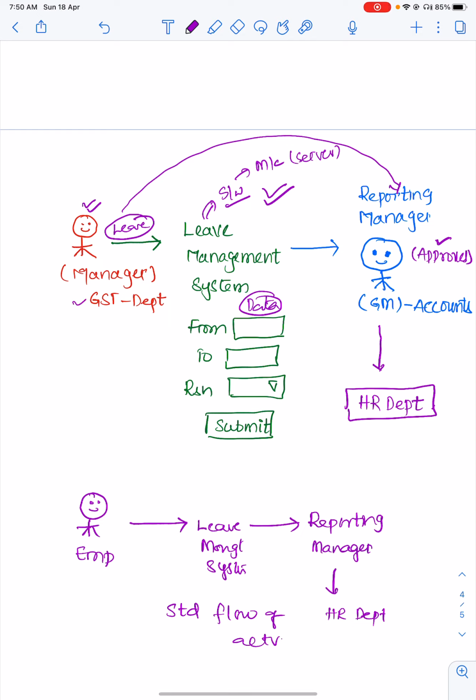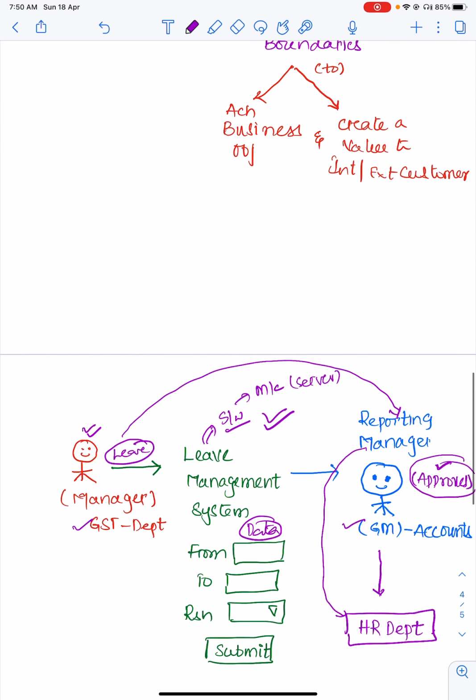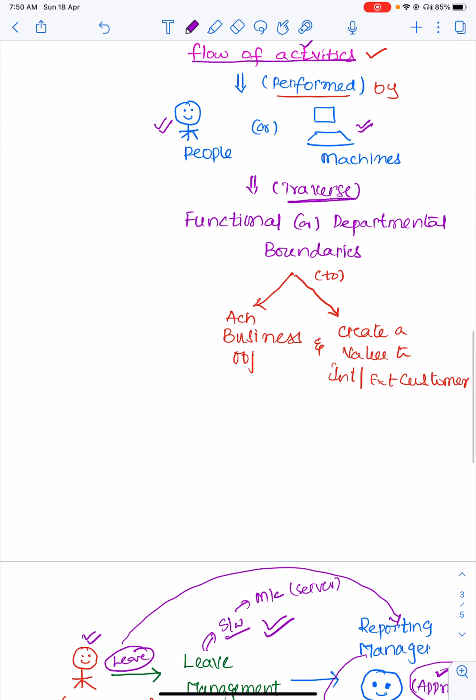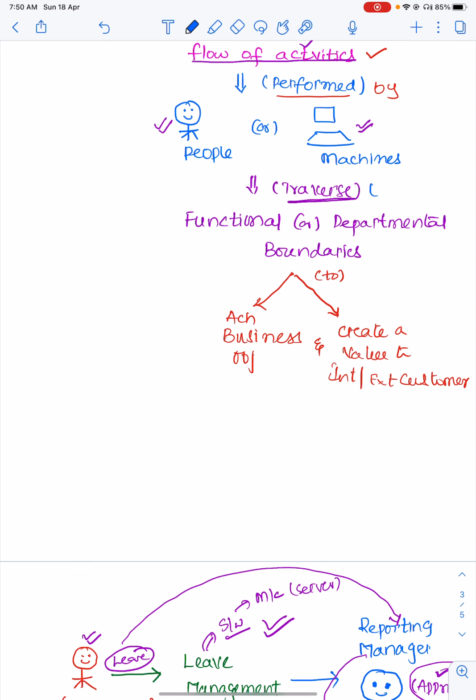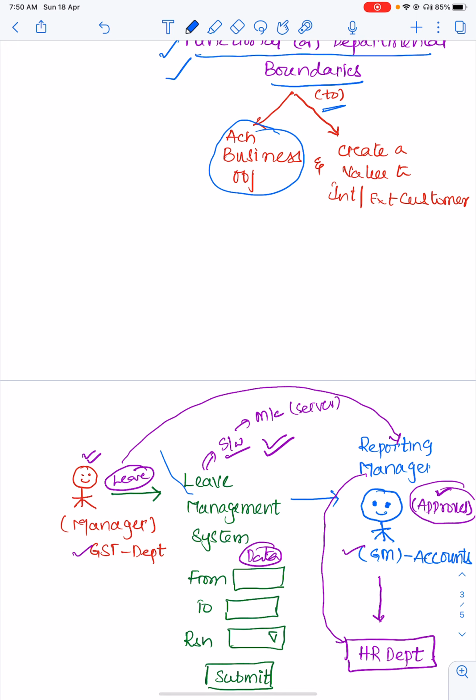Like let us assume GST is one department, accounts is another department. Once he approves, what will happen? The data will again move to the HR department. So what exactly is happening? The data is traversing. Here data is traversed across functional or departmental boundaries. The data will be transmitted from one department to another department, for what purpose? To achieve business objective. What is the business objective of leave management system?